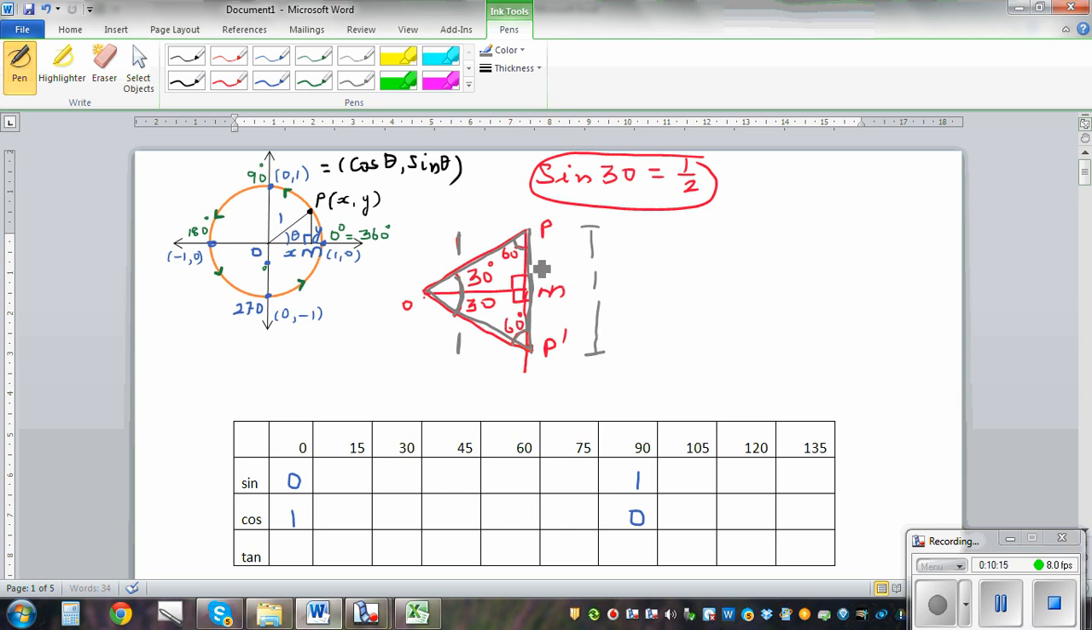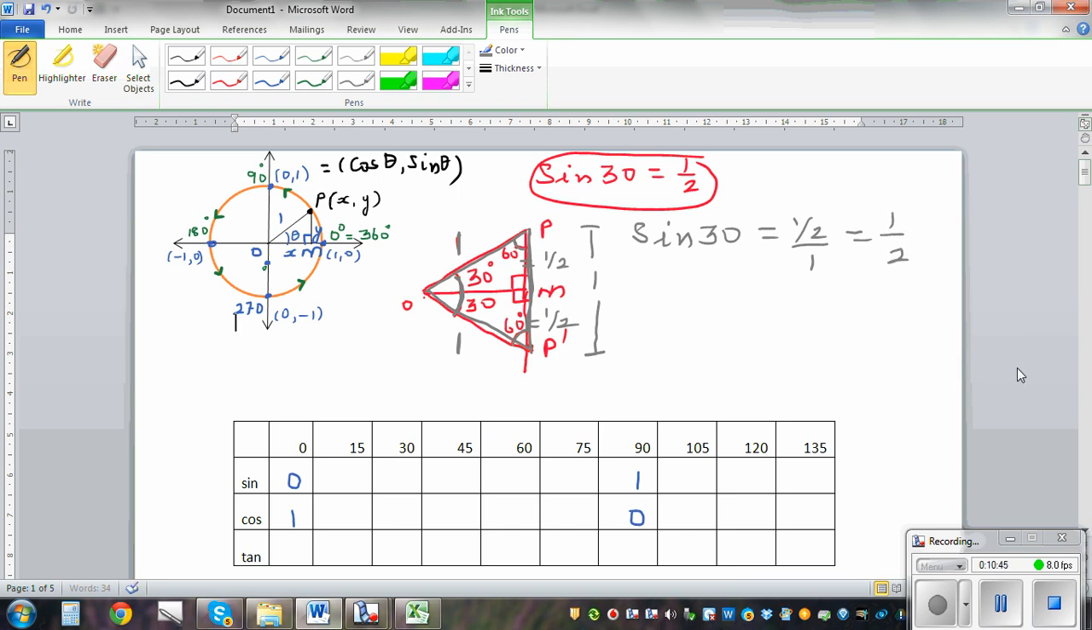And we know that because P dash is a reflection of P, PM is equal to P dash M. And if this is 1, this is going to be half. So we have proved it. Now we can use SOHCAHTOA and say sine 30 is opposite over hypotenuse, which is half divided by 1, and half divided by 1 is half.